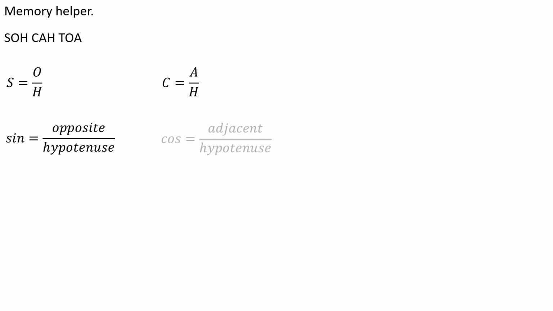Okay, so we've introduced sine, cosine, and tangent at this point. So SOHCAHTOA is my memory device. SOH reminds me that sine is opposite over hypotenuse. CAH reminds me that cosine is adjacent over hypotenuse. TOA reminds me that tangent is opposite over adjacent. SOHCAHTOA. Right? That's a memory device.